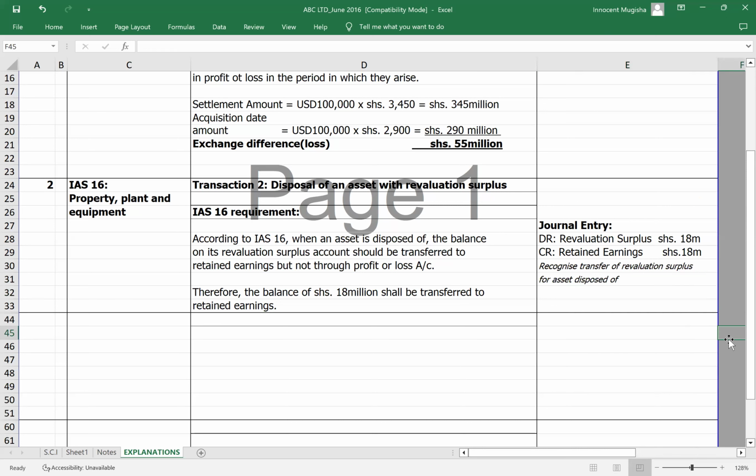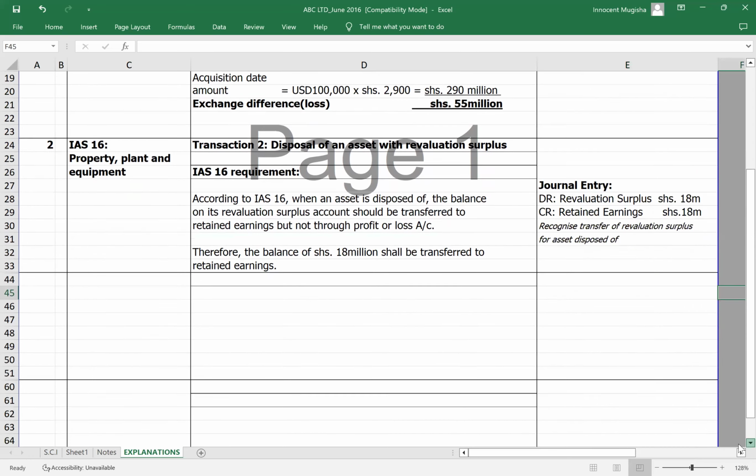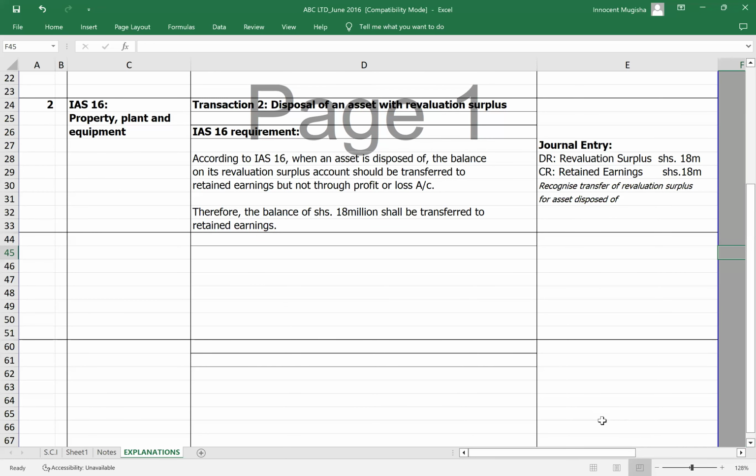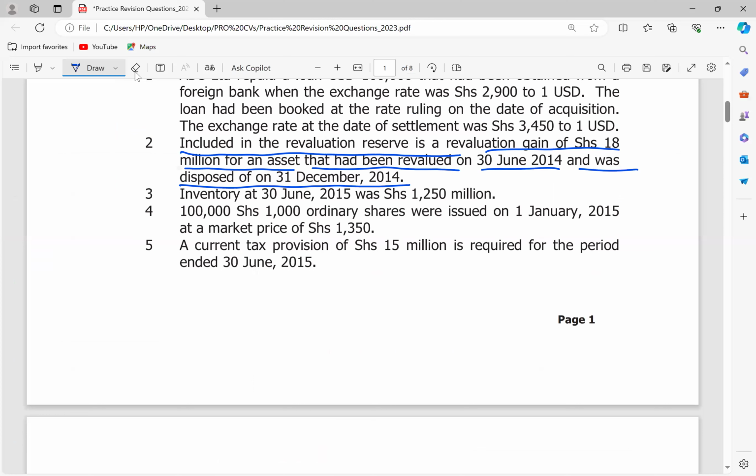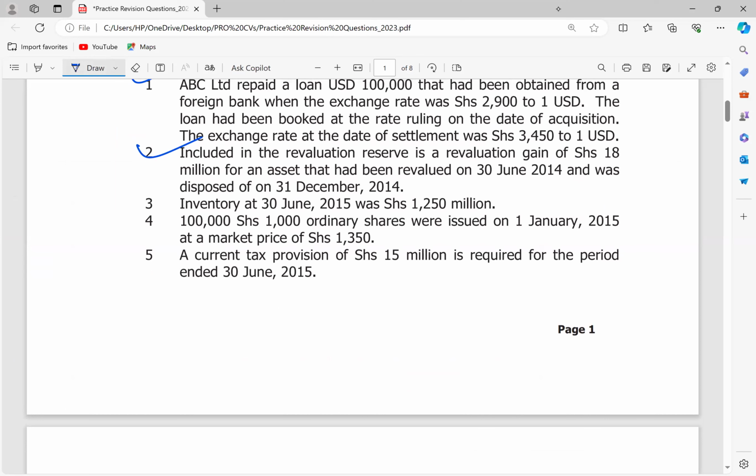So that is as simple as that. Next, our transaction number 3. Remember, I'm still working on the additional information. I still have to exhaust the additional information before I go to the main computation. So the next one is additional information number 3.